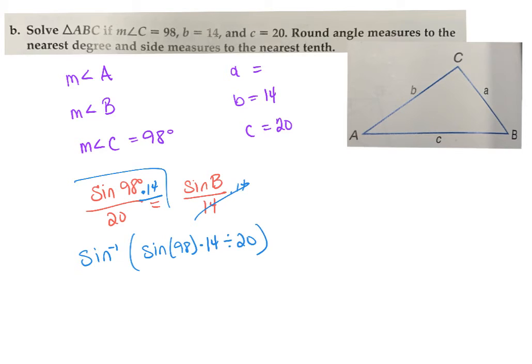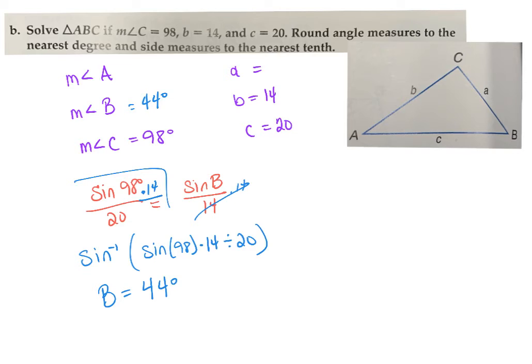All right, makes sense? 44 degrees. That is what B equals. B equals 44. Once I have B, what do you think I'm going to do to solve for A? You add them up and subtract by 1.